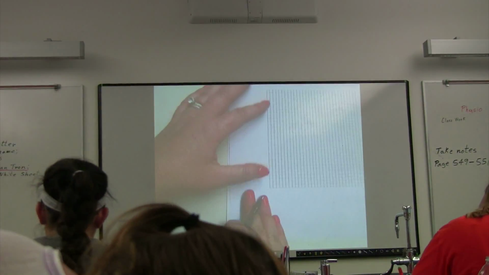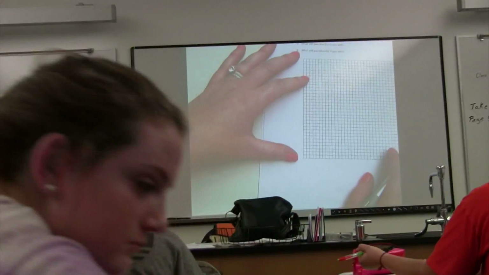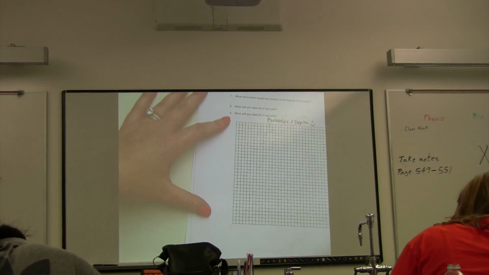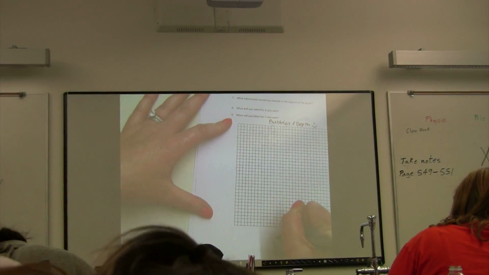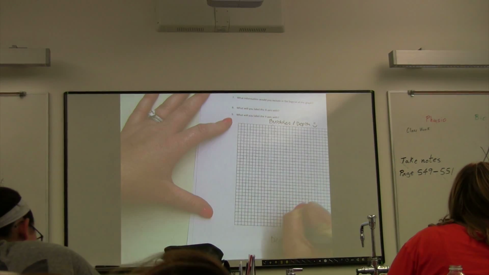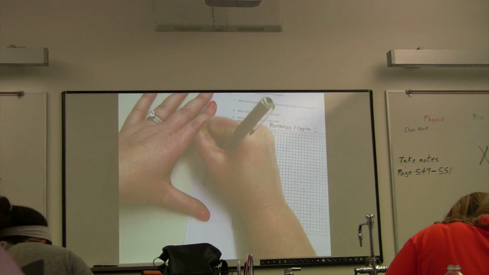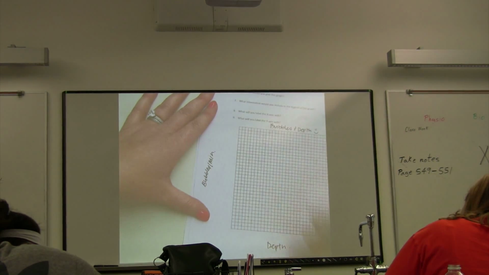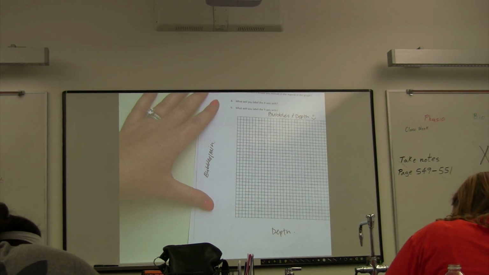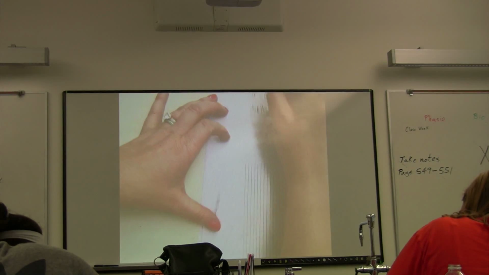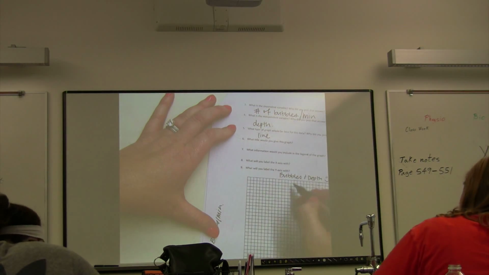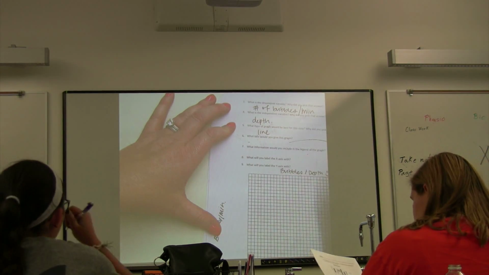Okay, so I'm going to set this up. First, I'm going to say, what is this going to go there? This is going to be my depth. And then this is going to be bubbles per minute.